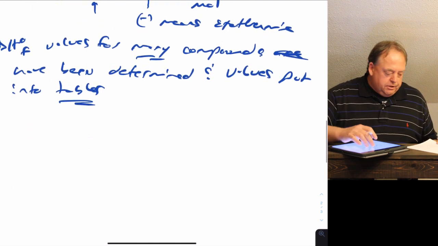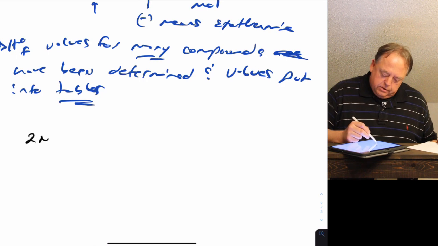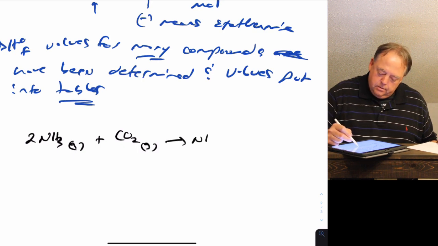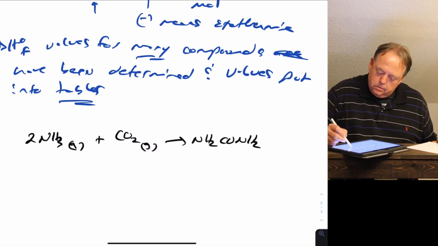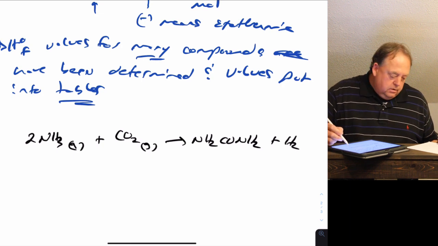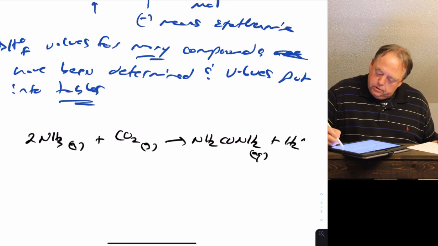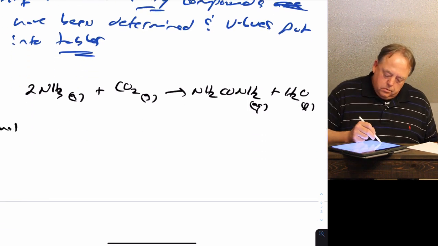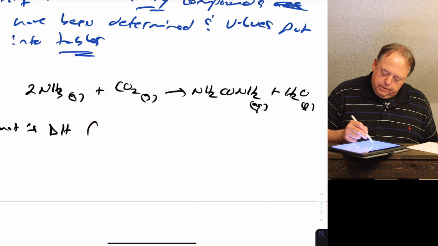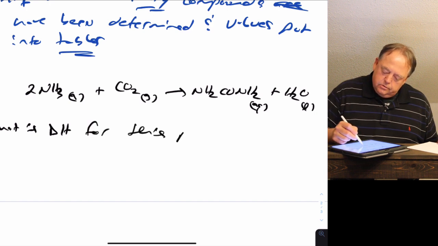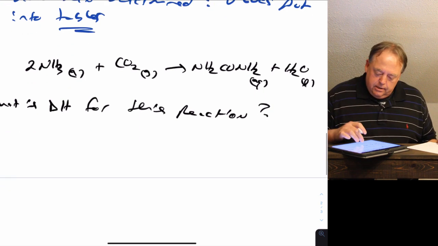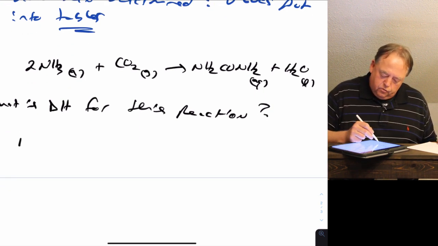Well, that will be for other reactions. So if we took this reaction of ammonia, for example, 2NH3 gas plus CO2 gas to make urea, aqueous solution in water. If you want to know what is delta H for this reaction, an easy way to calculate that is to use this formula.